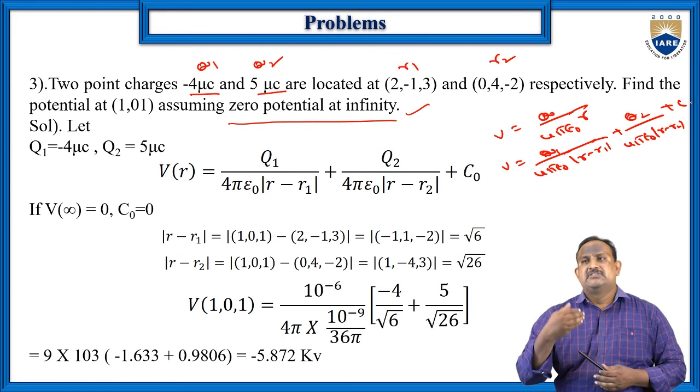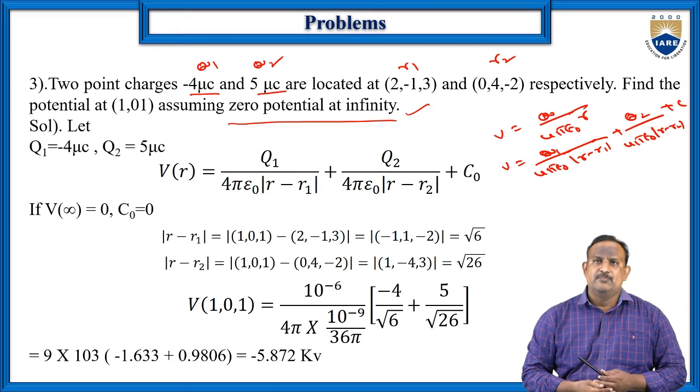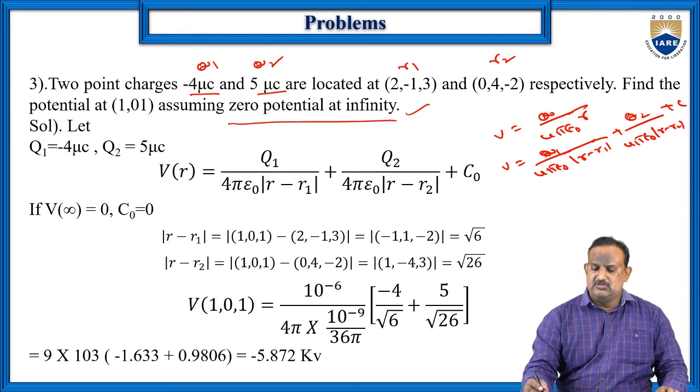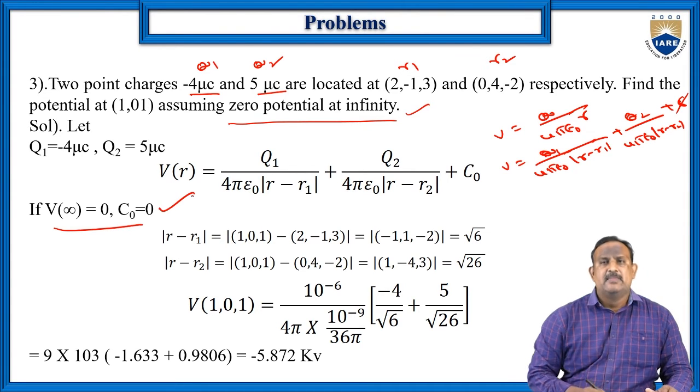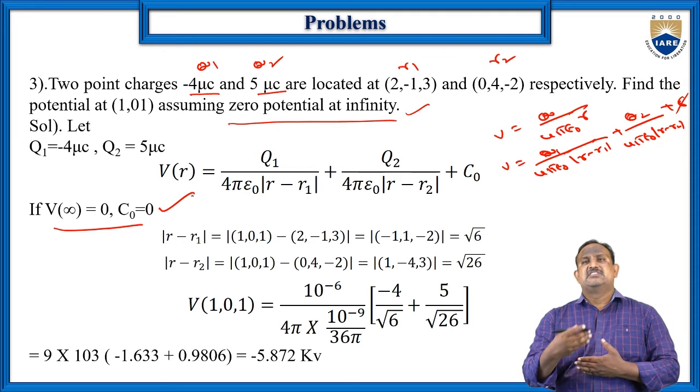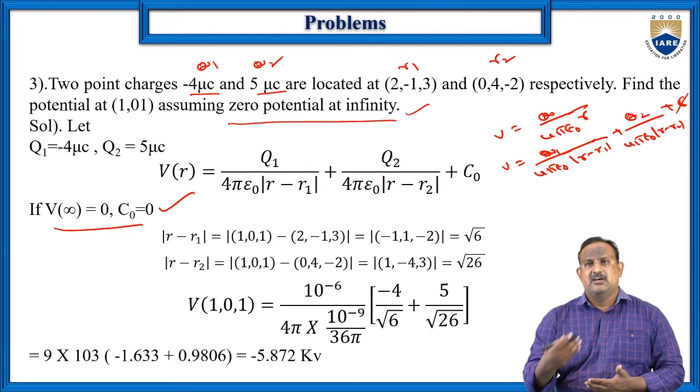Because the potential at infinity is given as 0, we can ignore the C value. So because V of infinity equals 0, we need to find the distance between the two points, R minus R1 and R minus R2.